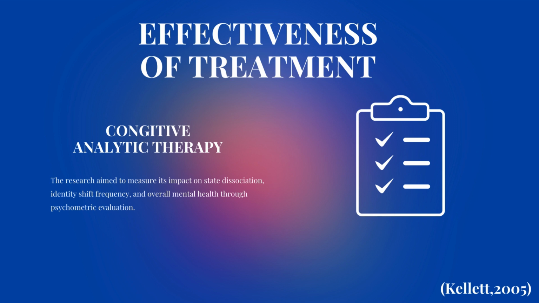The results of the research were assessed through three main objectives. One is the impact of the intervention on the state dissociation using experimental measures. Two is the effect on identity shift frequency. And three is the overall effectiveness on general mental health, state and trait dissociation, and personality structure through psychometric evaluation. Now, you may be wondering what state dissociation is, and it is the separation or detachment of certain mental processes or aspects of consciousness from the individual's usual awareness.